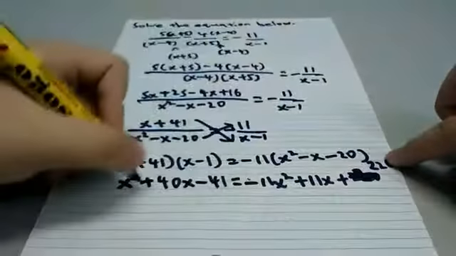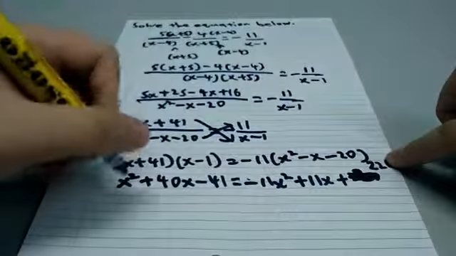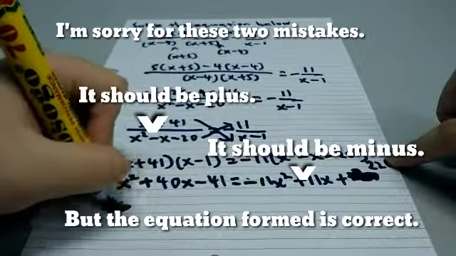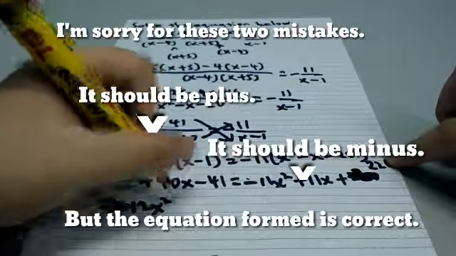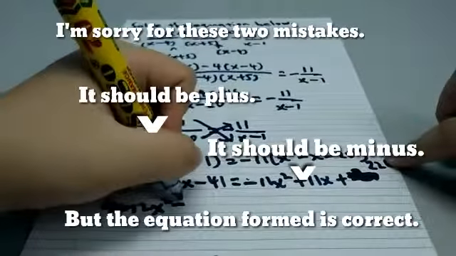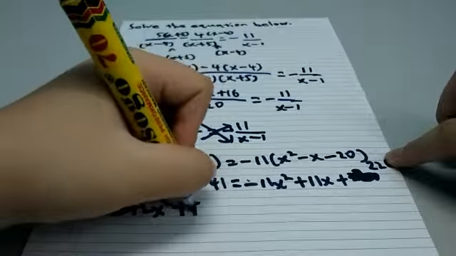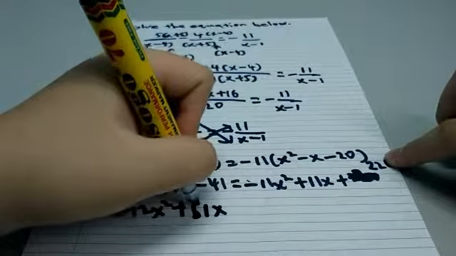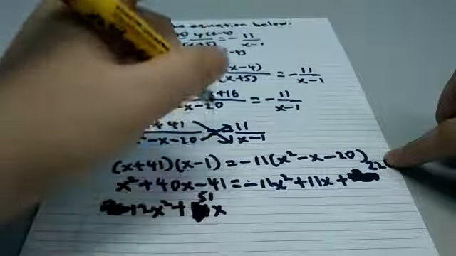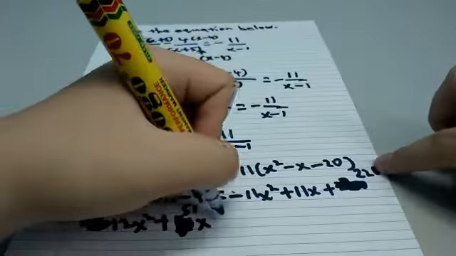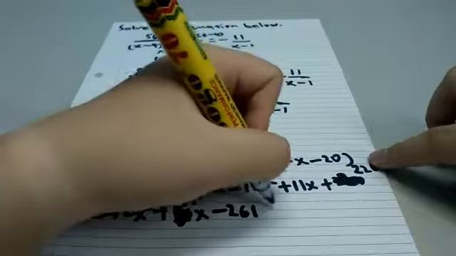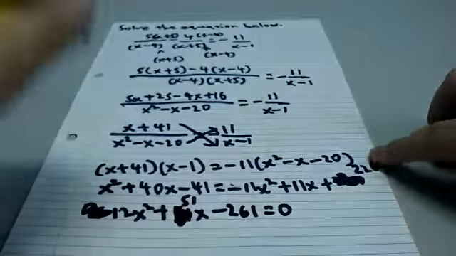So when we take this whole thing to here, we will get 12x squared plus 51x minus 261, which is equal to 0.